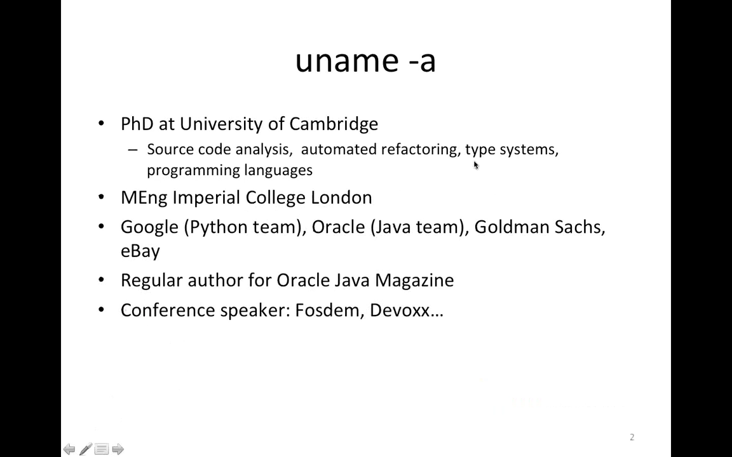Just to give a little bit of background about who is speaking. I'm a final year PhD at the University of Cambridge. I've been doing research in source code analysis, automated refactoring, type systems, and programming languages in general. I'm very excited about what Java has to offer now because it gets a little bit closer to functional programming, and I will discuss that later in the webinar. I know a lot of you are from London, and I did my undergrad at Imperial College London, hopefully some of you as well. I've been involved with many programming language projects at Google in the Python team, and at Oracle, working on the Java compiler.